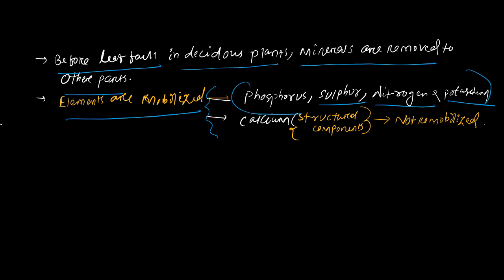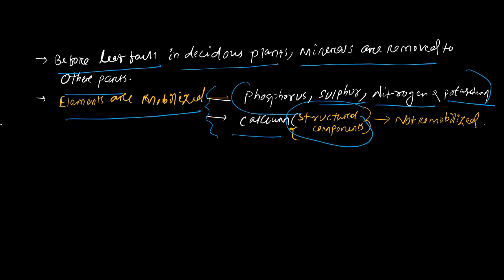These minerals are transferred from the dying cell to the normal cell. Another concept, calcium. Calcium is a structural component. What is a structural component? For example, the skin is composed of collagen, and collagen contains carbon, hydrogen, oxygen, nitrogen.